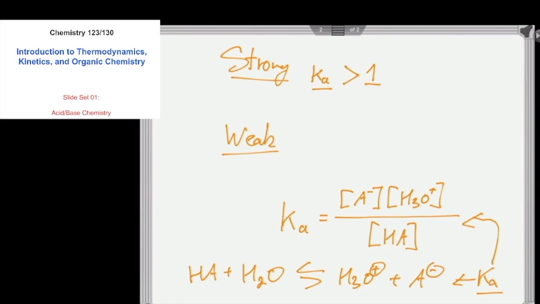So if it's bigger than 1, we're saying it's very, very product favored. It likes to fully dissociate. HA in the presence of water will completely be products. If it's a weak system, then it's starting materials. So weak or strong has to do with whether it is a product favored system or a starting material favored system.